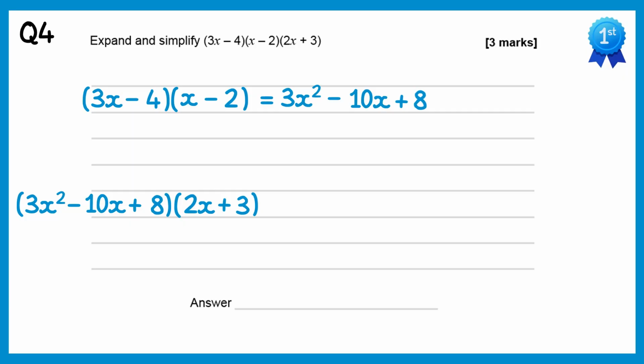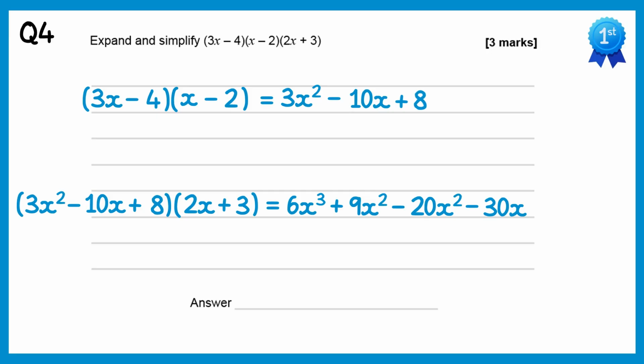To do this, we'll times each of the terms in the first bracket by each of the terms in the second bracket. I'll start by doing 3x squared times by both terms in the second bracket. So 3x squared times 2x is 6x cubed, and then 3x squared times 3 is plus 9x squared. I'll now times negative 10x by both terms in the second bracket. So negative 10x times 2x is negative 20x squared, and negative 10x times 3 is negative 30x.